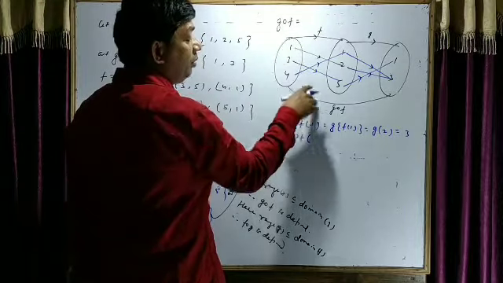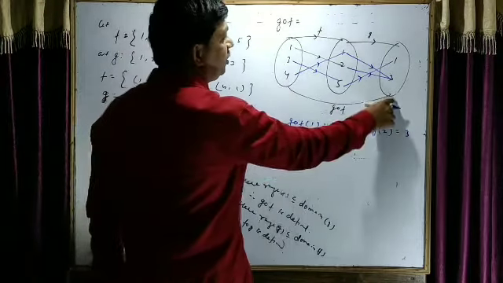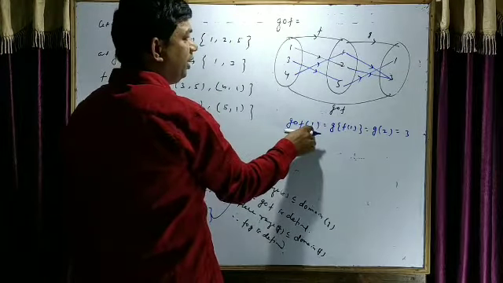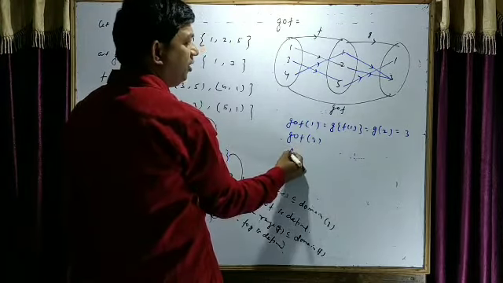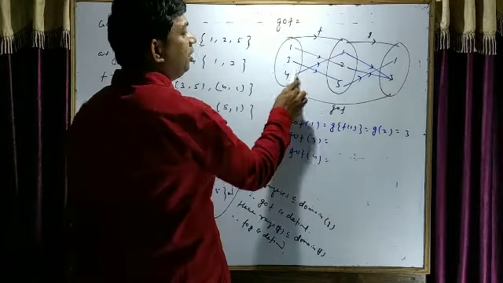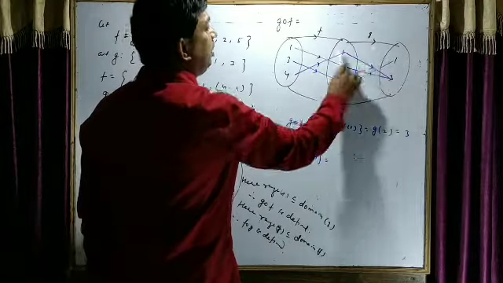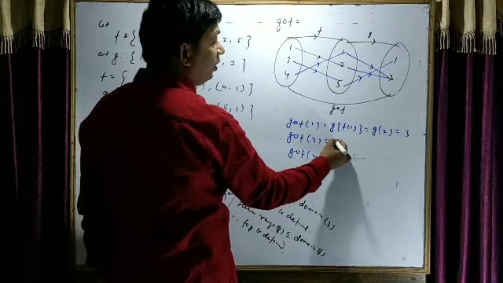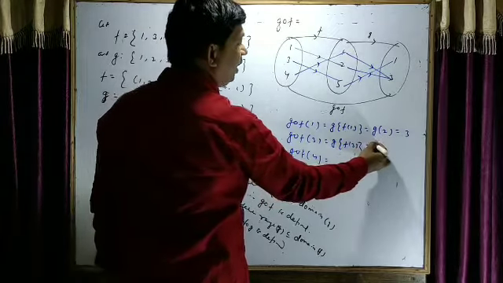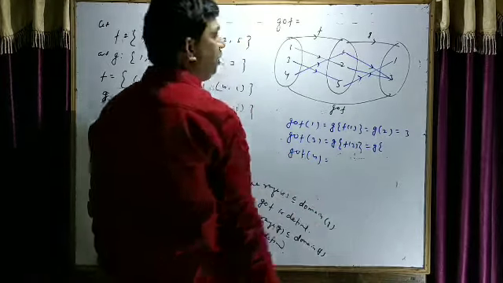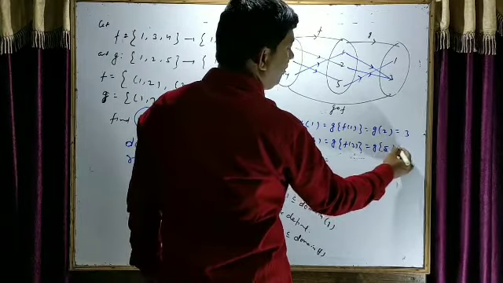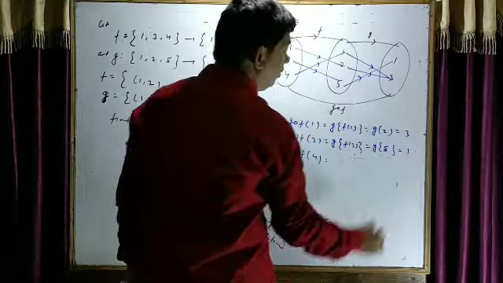We take inputs from this set, because GOF is defined from this set to this set. This set has the elements 1, 3, 4. So I took 1, next is 3, and next is 4. For 3, F of 3 is 5, and G of 5 is 1. So 3 is related to 1. We write G of F of 3: F of 3 means 5, and G of 5 is 1.